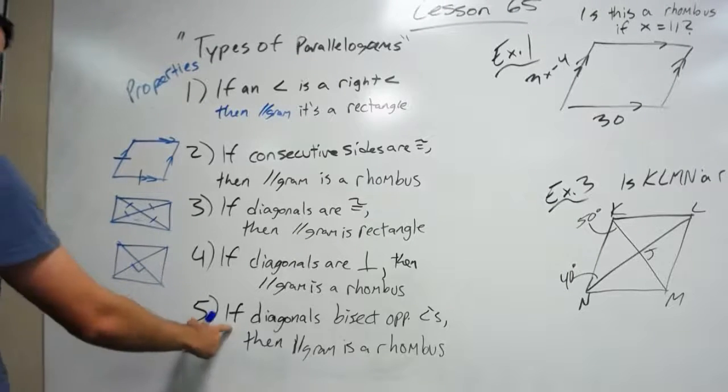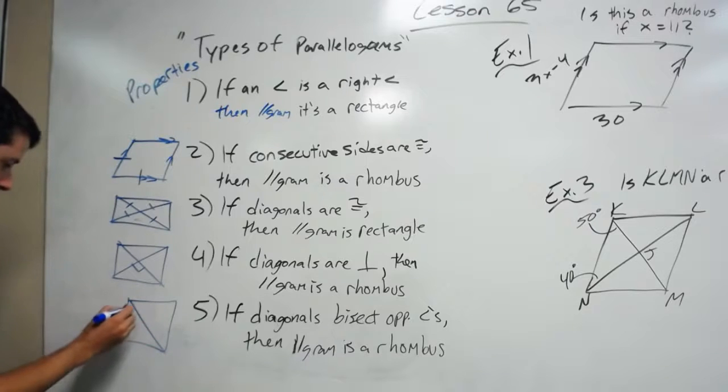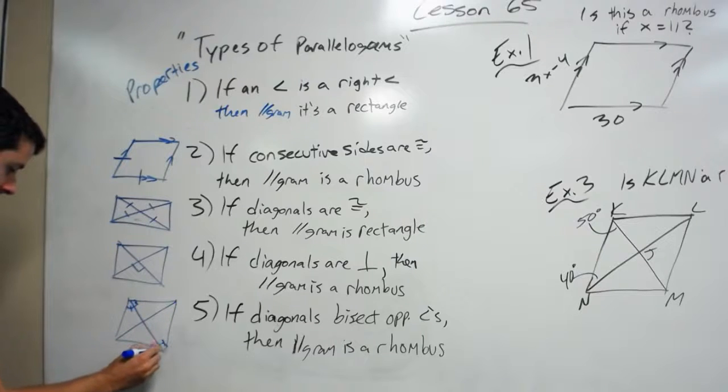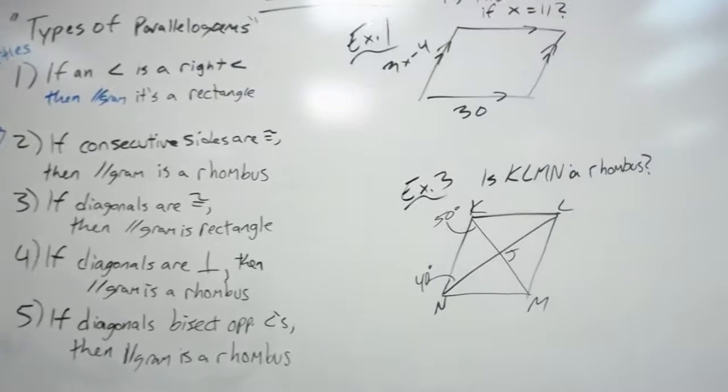And then the last one is if the diagonals bisect opposite angles, so it cuts these angles into even segments, then the parallelogram is a rhombus. Those are just 5 different types of parallelograms. We'll look at some examples.